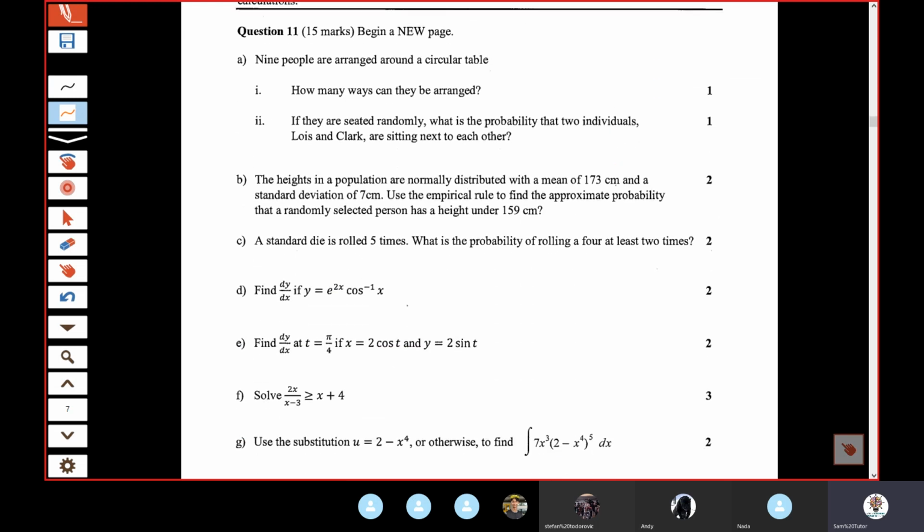Let's see what we can do from here. You can do A, if I'm not wrong, and you can do F. And that's it. A and F. A standard die is rolled 5 times. What is the probability of rolling a 4 at least 2 times? That's binomial probability, which I think is Year 12. Well, not yet. Even though we can, it technically shouldn't be in your exam.